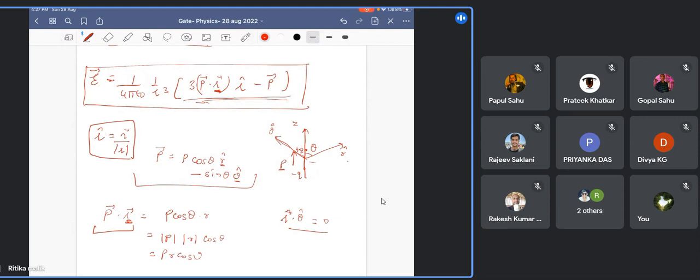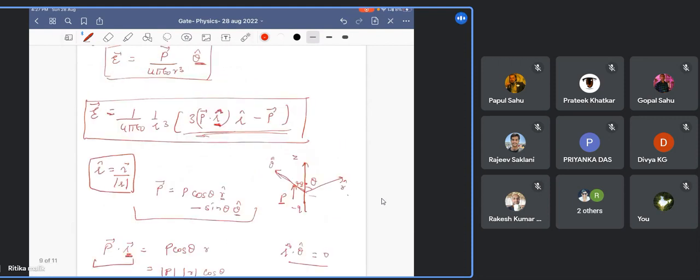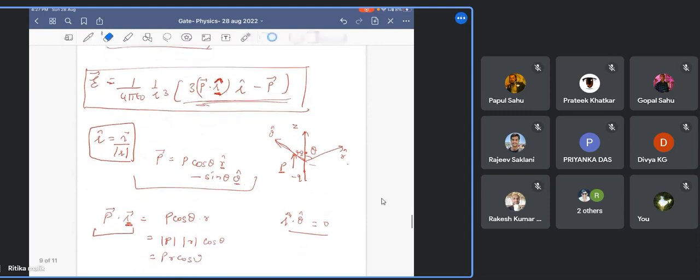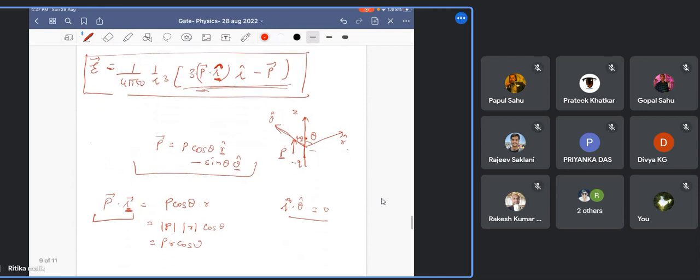Actually, it is not R vector. It should be R cap direction. I have made a mistake here. So this is not the R vector, it's R cap direction. Only then this concept will be true. This equation will be true.